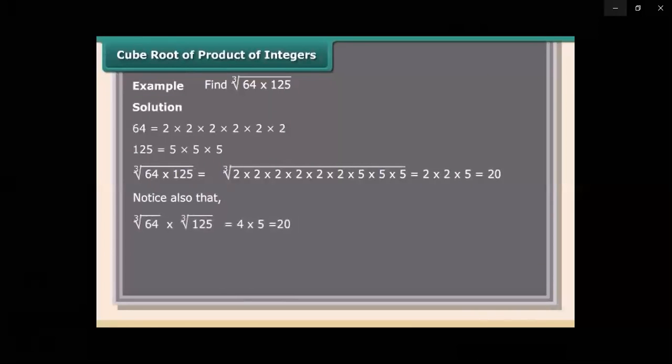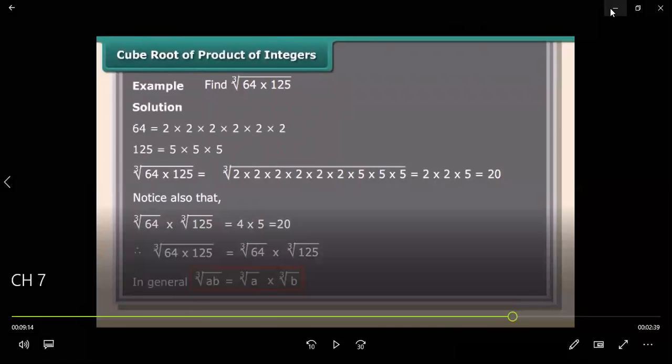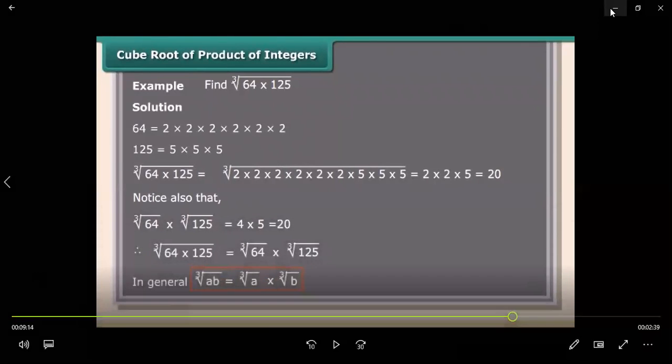Okay, so one more thing we can notice that this cube root of 64 into 125 we can separate it and write cube root of 64 multiplied by cube root of 125. So separately also you can do. Okay, so cube root of 64, we know that that's 4, and cube root of 125 is 5. So that also you can do separately, otherwise you can do in multiplication form also.